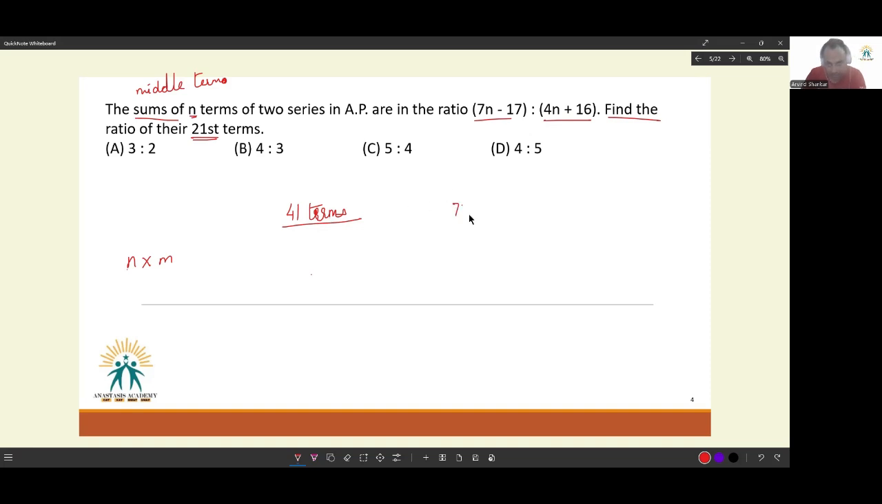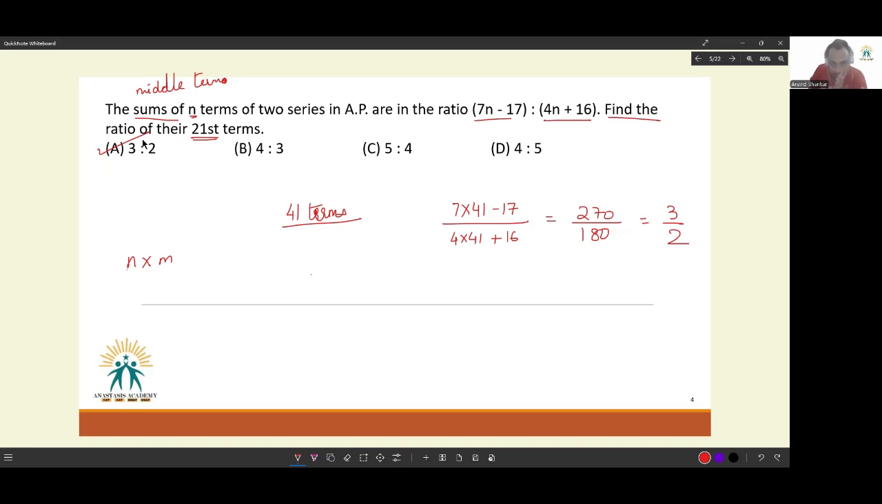So I will have 7 into 41 minus 17 by 4 into 41 plus 16. 7 into 41 is 287, minus 17 is 270. And 4 into 41 is 164, plus 16 is 180. The final ratio obtained will be 3 by 2, so option A will be the right answer.